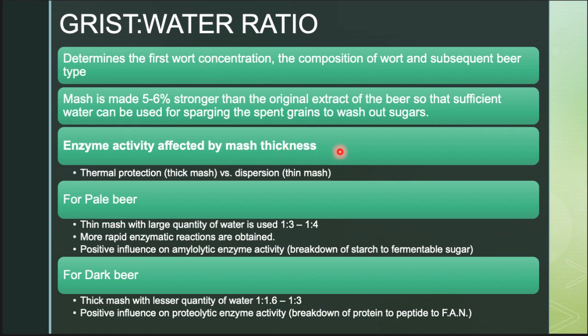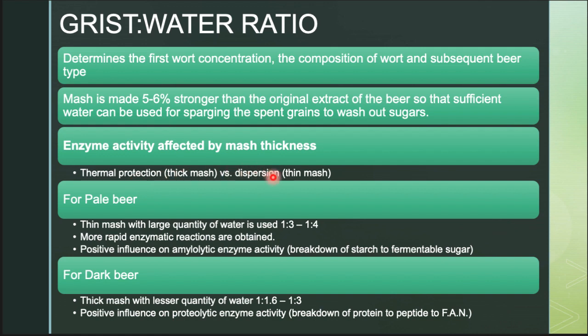Enzyme activity is affected by the mash thickness as it influences the substrate concentration and the enzyme concentration, which we have reviewed in the previous presentation. Thick mash protects the enzyme as it provides a thermal cushion to those enzymes, while thin mash increases the activity of the enzyme.